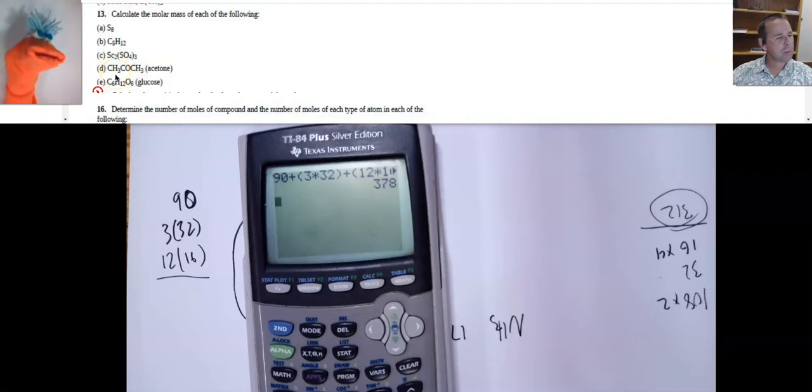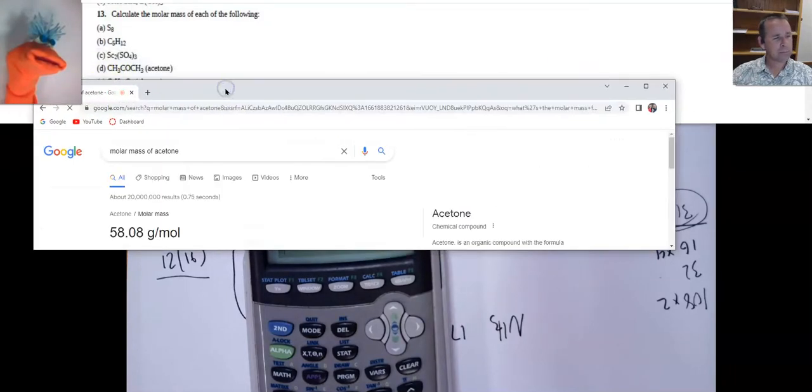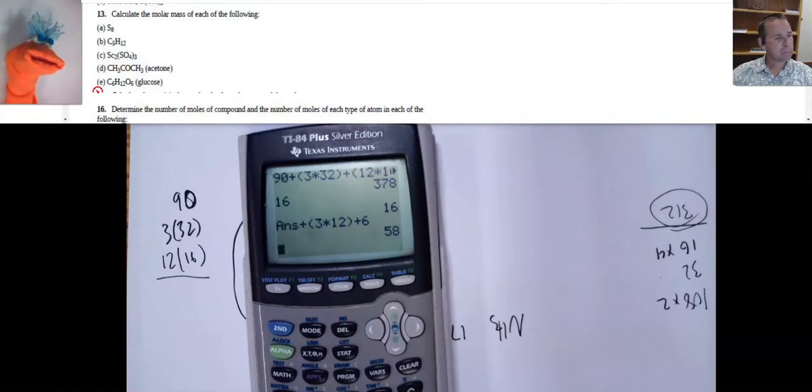All right, acetone. 3 carbons, 6 hydrogens, 1 oxygen. So 1 oxygen plus 3 carbons plus how many hydrogens? 6. Plus 6. So 58 for acetone. Molar mass of acetone. The molar mass of acetone is 58.08 grams per mole. Good. I know this one by heart.